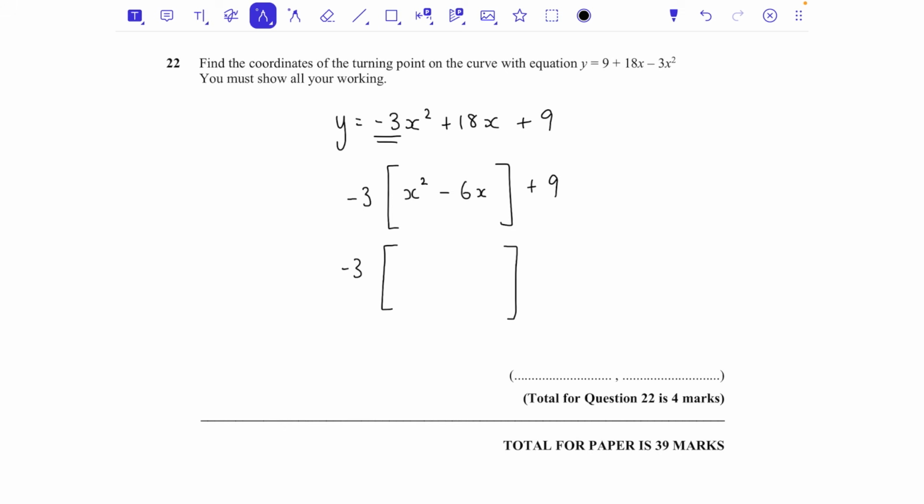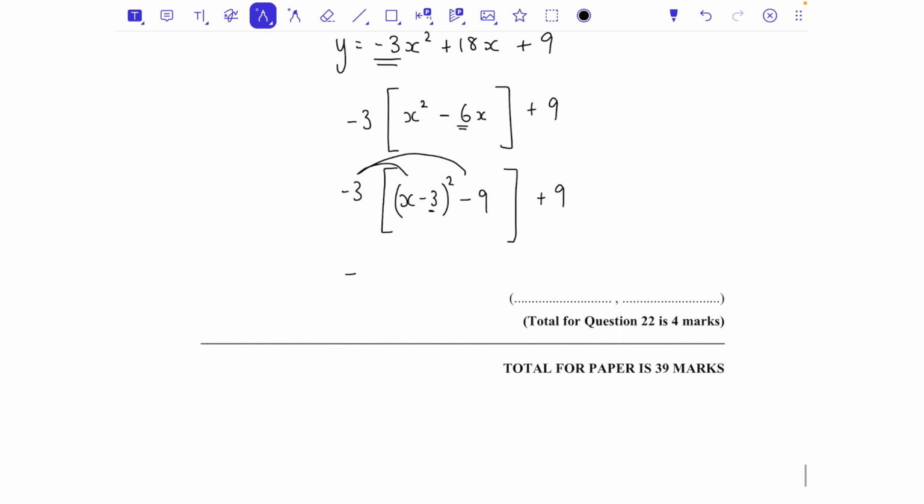So to complete the square, we half this number. So it's going to be x minus 3, all squared, and then we take away this number squared, so minus 9. Now I'm just going to bring this back in to each part. So that's minus 3 lots of x minus 3 squared, add 27, add 9. So then that would be minus 3 lots of x minus 3 squared, add 36.